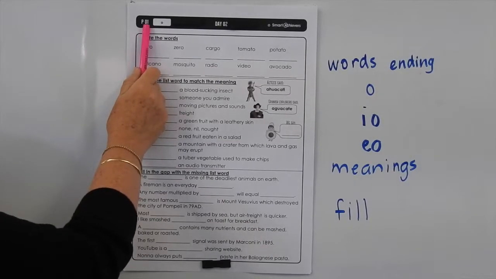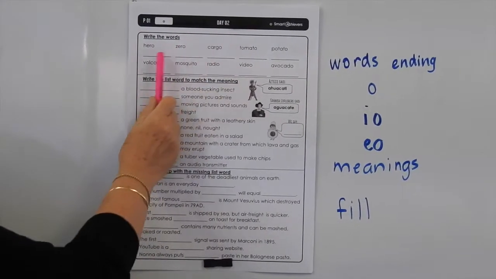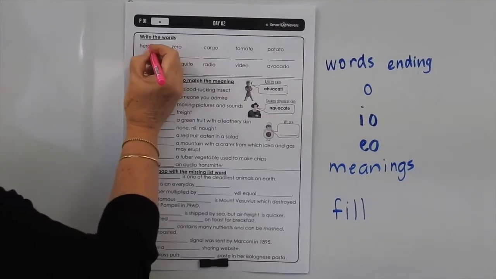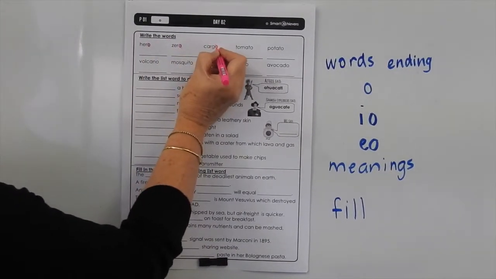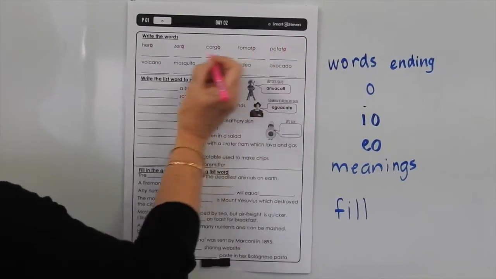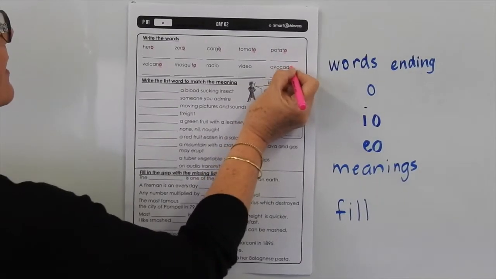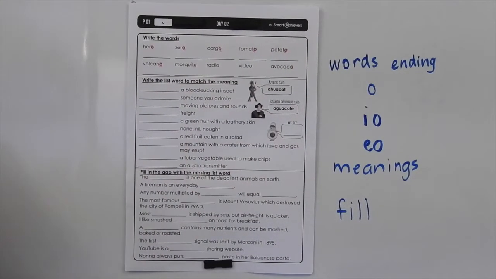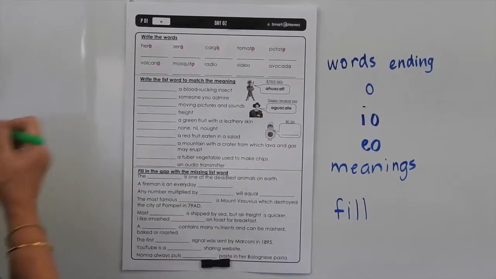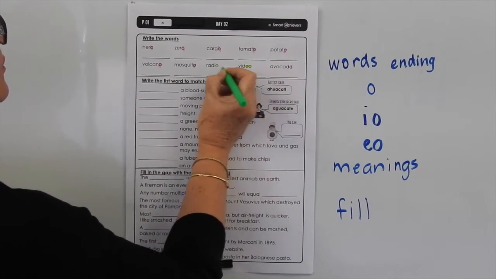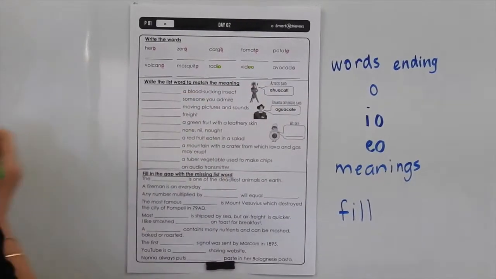Level P, list 1, day 2, and we've got words ending in O, so let's go through and highlight them. We've got hero, zero, cargo, tomato, potato, volcano, mosquito, and avocado. And let's come back with a different colour, because radio we have I-O, radio, vid-E-O. Just be aware of that.